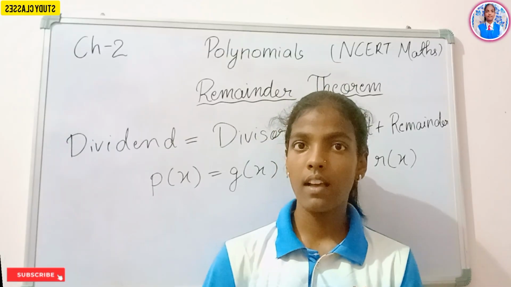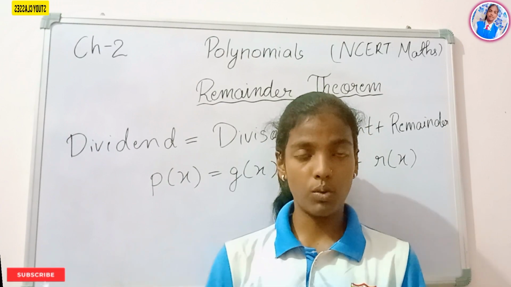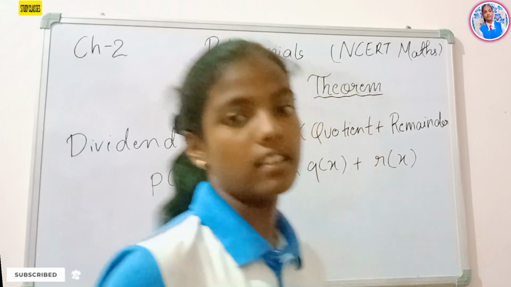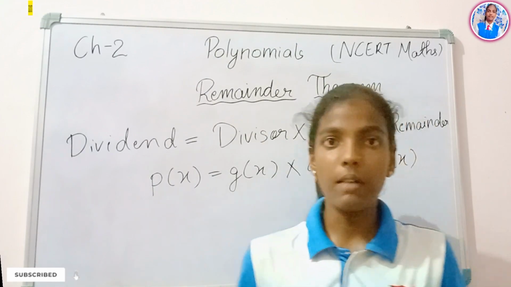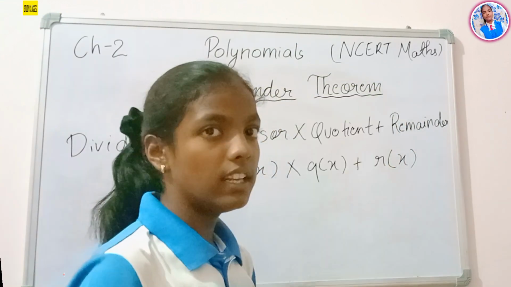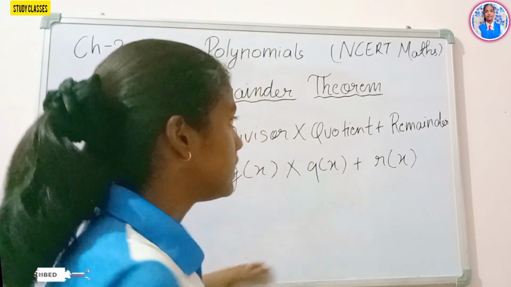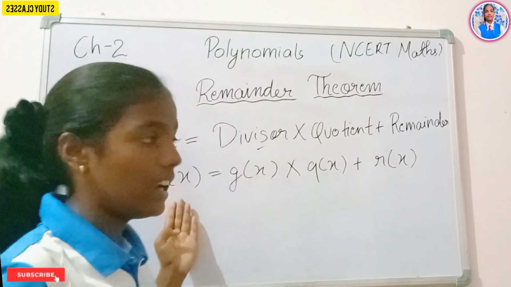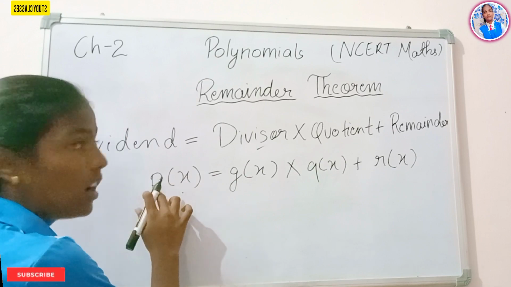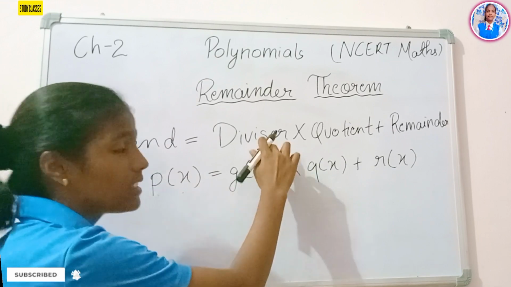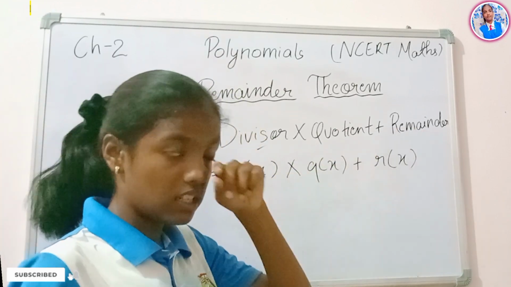Here our topic is the remainder theorem. We have already studied zeros of polynomials, so our next topic is the remainder theorem. Let's start. The remainder theorem means you will do the same as you have already studied in earlier classes: dividend is equal to divisor into quotient plus remainder. Now in polynomials, we will consider p(x) as the dividend, g(x) as the divisor into quotient, that is q(x), plus remainder, that is r(x). Let's understand with an example.